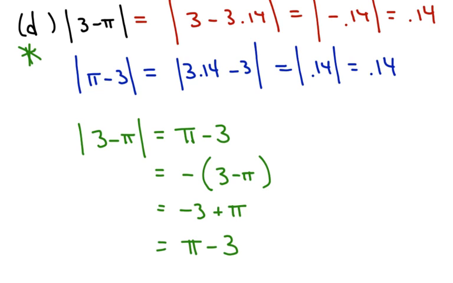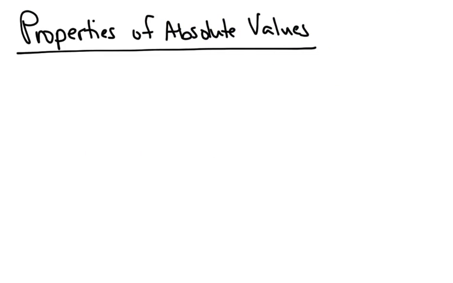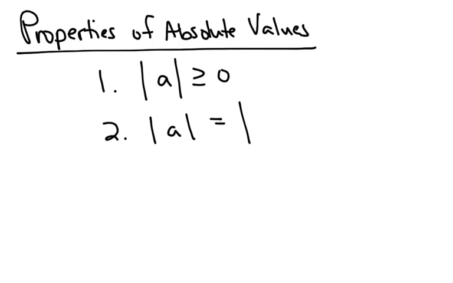This is the more important of the absolute value properties. So the properties of absolute values are: the absolute value of a number is always going to be greater than or equal to 0 because you always come out with a positive. The absolute value of a number is equal to the absolute value of the opposite of a number because the number that comes out of the absolute value bars is always positive.